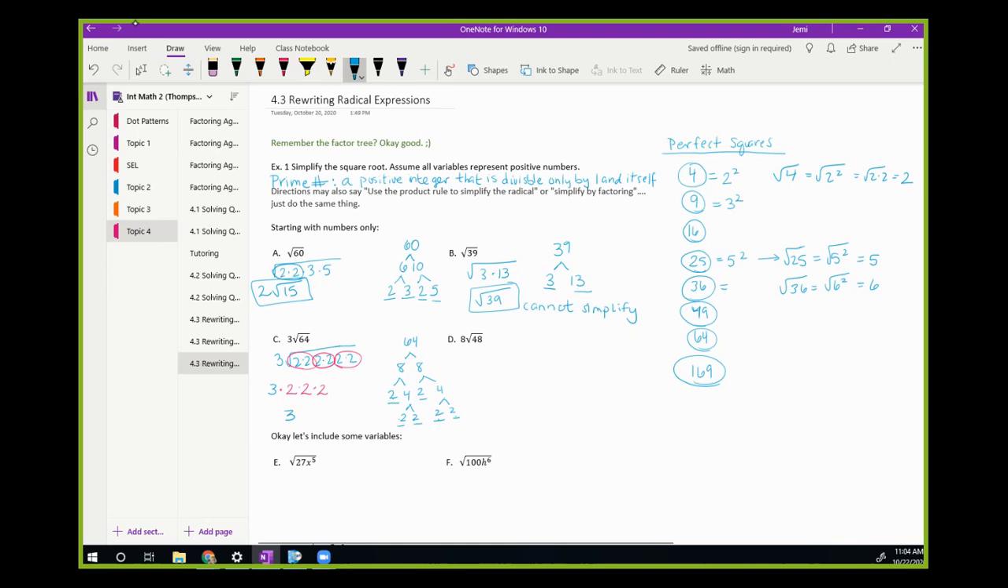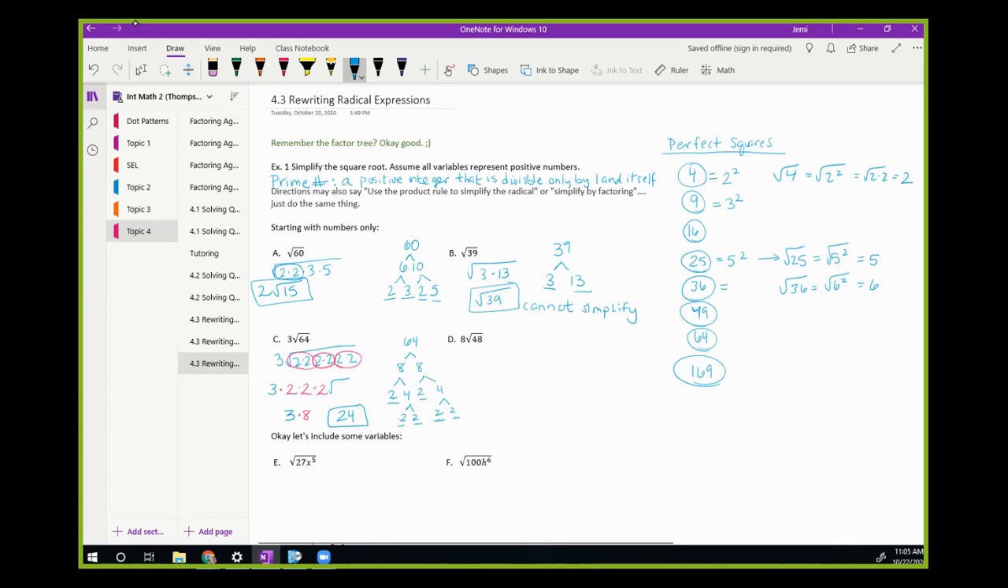So I have a 3 in front times 2 times 2 times 2, which is just 8. Remember, you're multiplying. So 3 times 8 is 24. And I have no radical left, and that's okay. There was nothing left inside. It can just fall off. The square root of nothing is nothing.